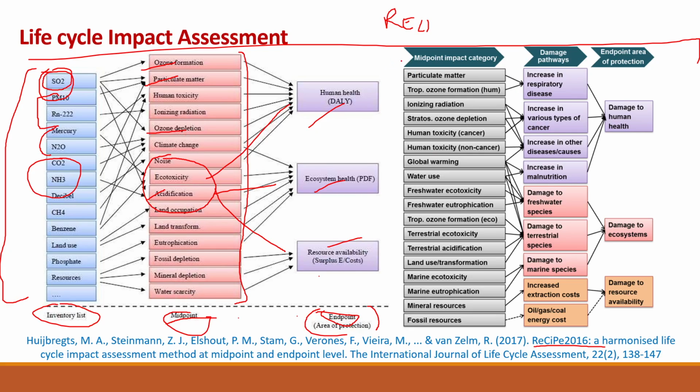So similarly here also we have different midpoint impact categories and how these are getting converted into the endpoint. Okay, so depending upon your aim or the scope of your study, you can go for any kind of LCA. You can go either for midpoint or you can go for endpoint, right?